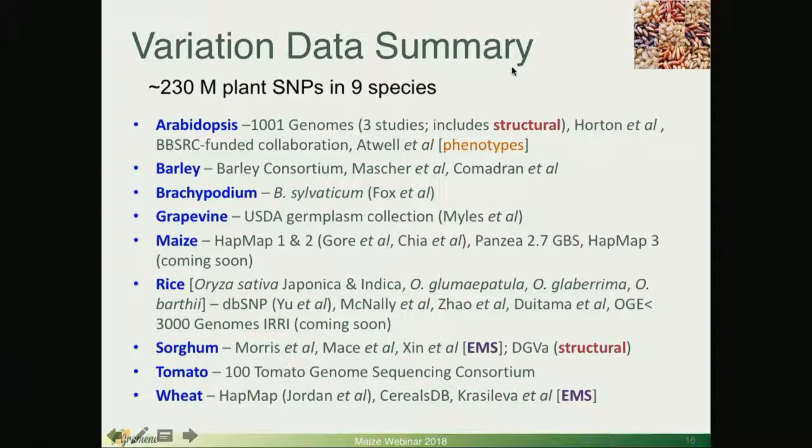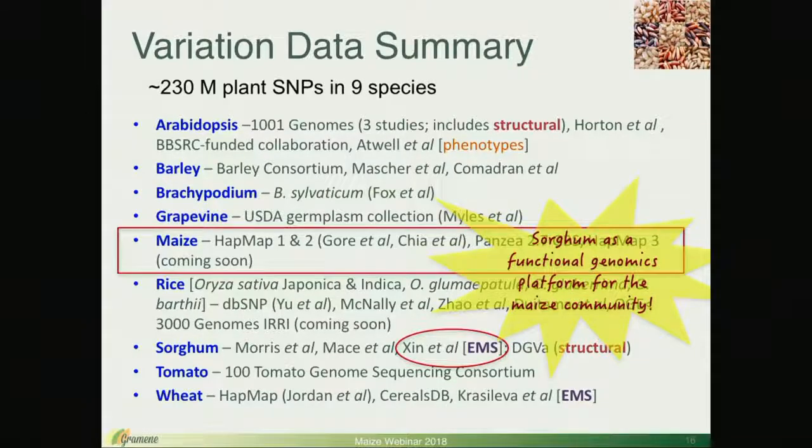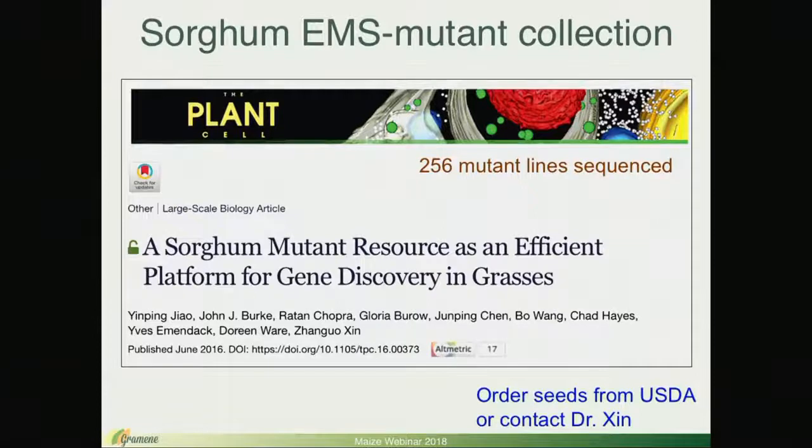This is just a summary of the amount of data that we have for these 9 species, about 230 million SNPs. For maize, we have 3 main sets. Well, actually, two and one more coming. The next small snippet of information is about the EMS-induced mutants in sorghum, because we consider sorghum as a functional genomics platform for the maize community.